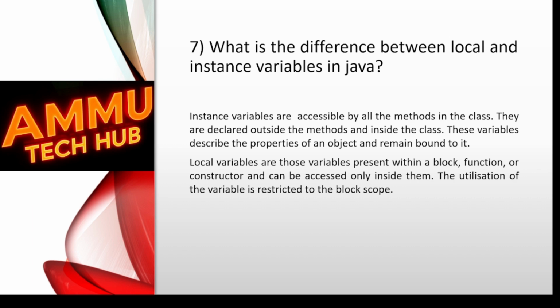What is the difference between local and instance variables in Java? Instance variables are accessible by all the methods in the class. They are declared outside the methods and inside the class. These variables describe the properties of an object and remain bound to it. Local variables are those variables present within a block, function, or constructor and can be accessed only inside them. The utilization of the variable is restricted to the block scope.